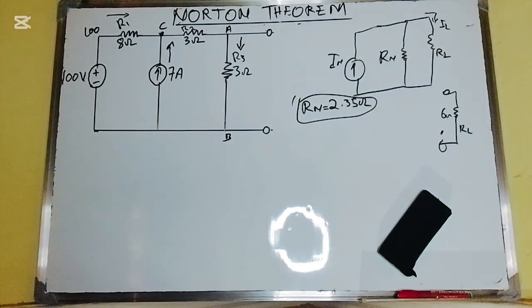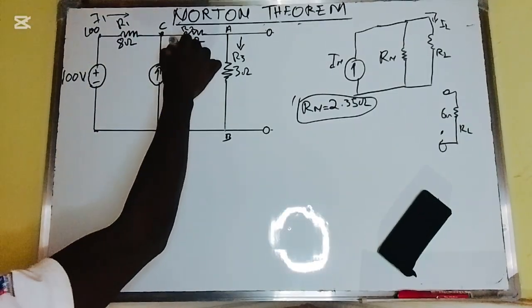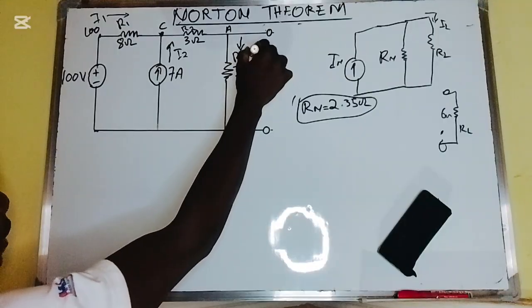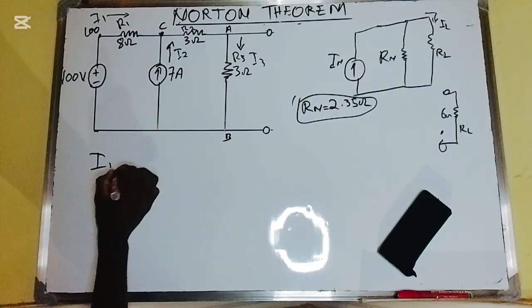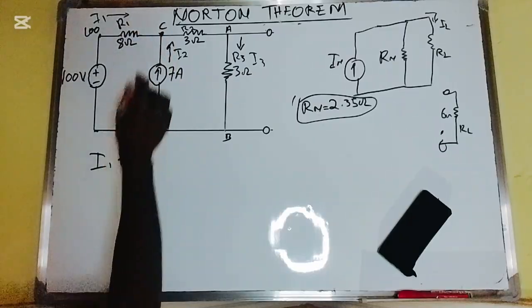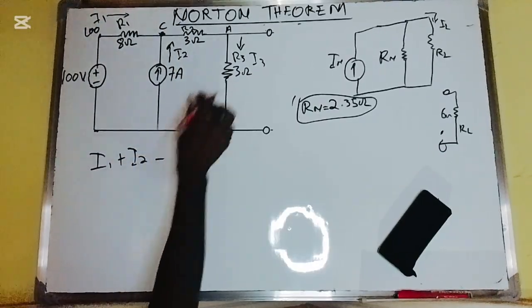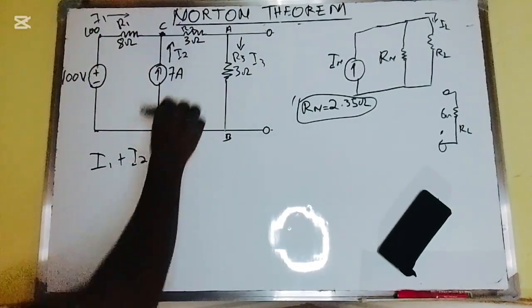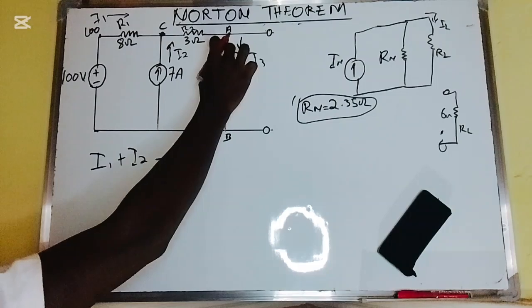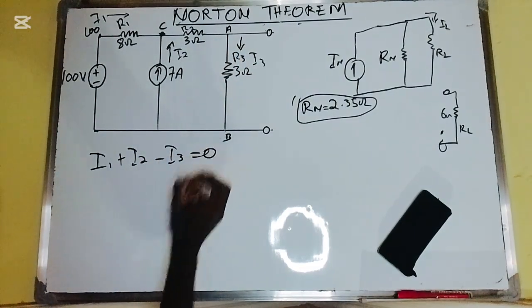The next thing I'm going to do is use nodal analysis. Let me take this as I1, this as I2, and this as I3. The current going in, positive I1, plus the current going into the junction, this is a node, should be I2, and minus what? The current is leaving the node because it is going down to the 30 ohm resistance, so it should be negative I3. This should now be equal to 0.